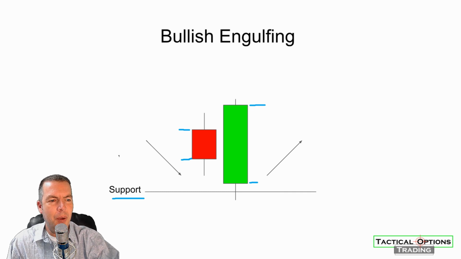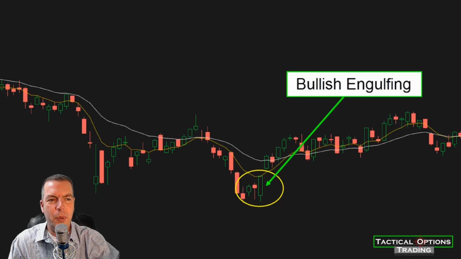Let's take a look at what that actually looks like on a stock chart. You can see here, it's a random stock chart. Again, we're coming into that support level right here. This candle here was a down day. We have the close lower than the open. But on that next day, we have that wide range candle that completely engulfs the range of that previous day's candle. And we can see that that stock did turn around and did start to trade higher that day.